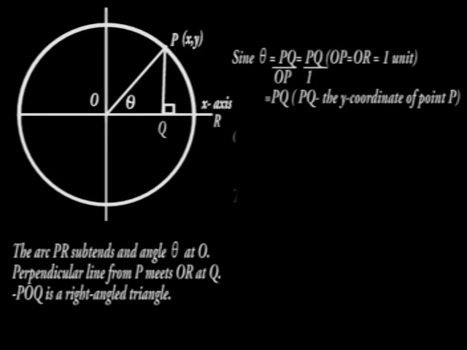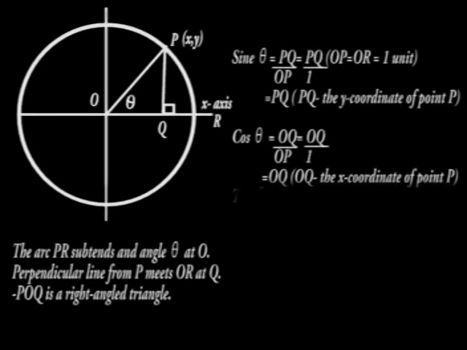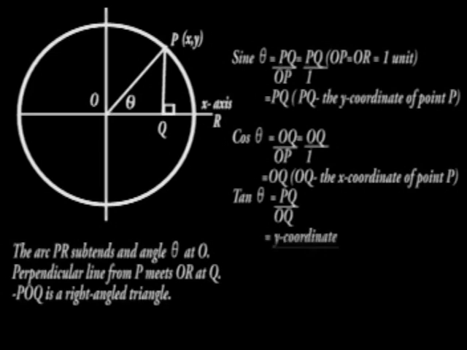PQ is the y-coordinate of point P. Cos theta is equal to OQ over OP, which is equal to OQ over 1, and this gives us OQ. Note that OQ is the x-coordinate of point P. Tan theta is equal to PQ over OQ, which is also the y-coordinate over the x-coordinate, which is equal to sin theta over cos theta.